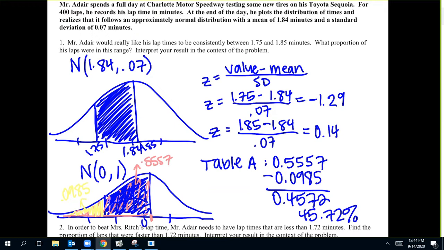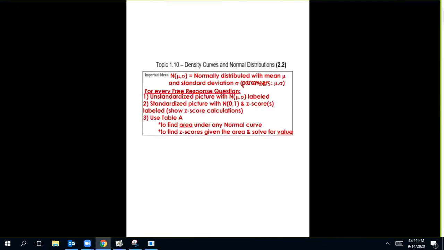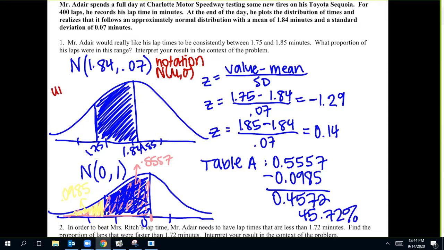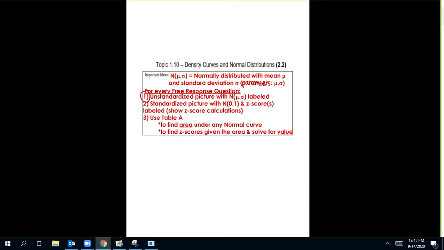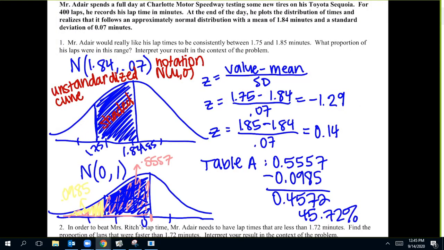The first thing we always do is start with our notation. That is the capital N with the mu and the sigma. That's required. If you look back at your notes, that is part of number 1. The other part of number 1 is to have the unstandardized curve and shaded. I'm going to write the word shaded in the shaded region. That's all part of number 1's requirement for showing your work on a free response question: the unstandardized picture with the normal notation, labeled and shaded.